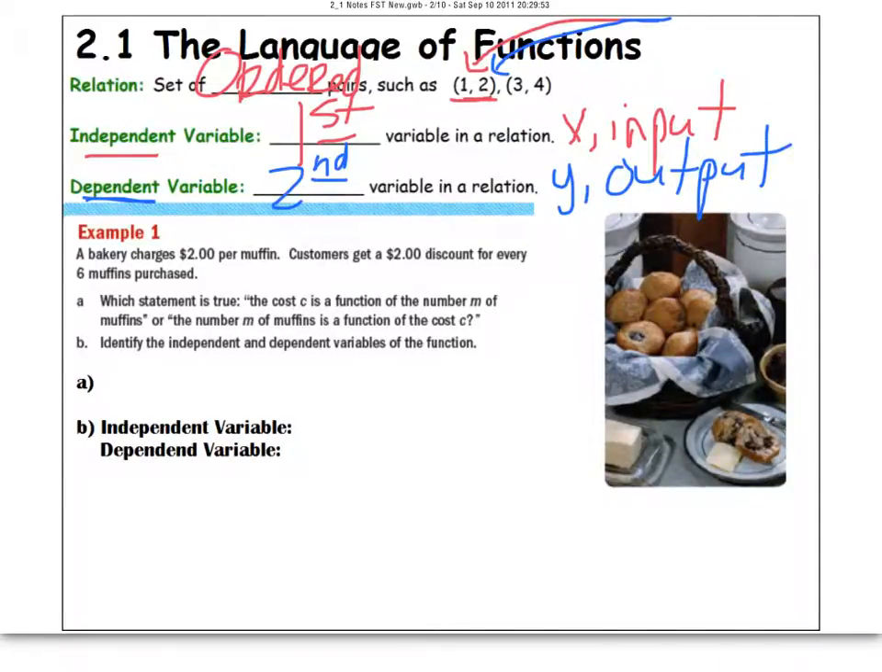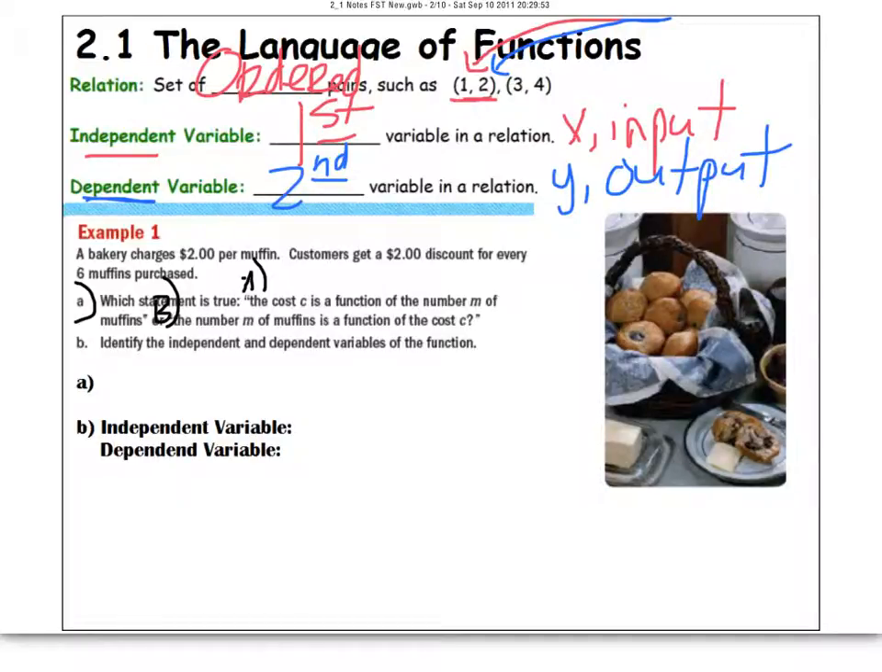So let's look at this example here and determine what is the independent and what's the dependent variable. So listen to this statement first. A bakery charges $2 per muffin. Customers get a $2 discount for every 6 muffins purchased. So part A here, which statement do you think is true? Is it that A, the cost C is a function of the number M of muffins? Or does B make more sense? The number of muffins is a function of the cost.